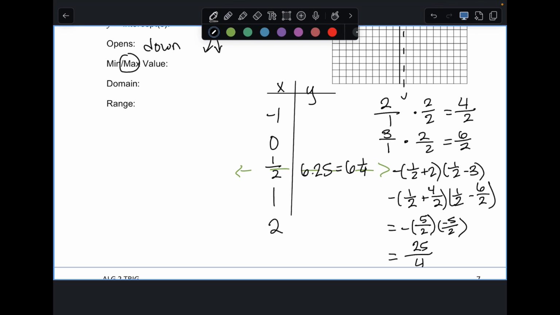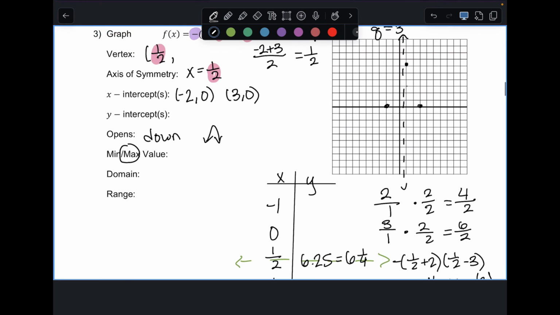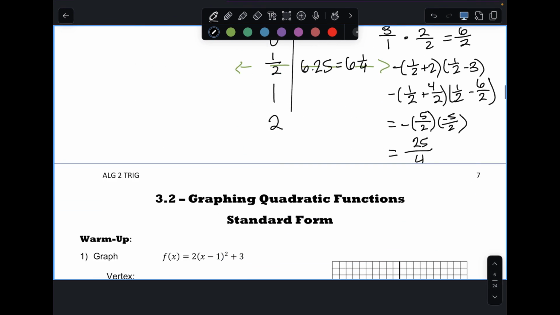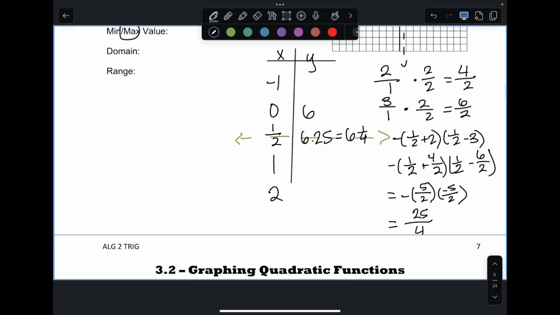Now, we plug in. If I plug in 0 up here, 0 plus 2 is 2. 0 minus 3, negative 3. 2 times negative 3, negative 6. Negative 6 times negative 1, positive 6. So positive 6. If 0, 6 is a point, what other point do I have? 1, 6. I reflect it over my line.